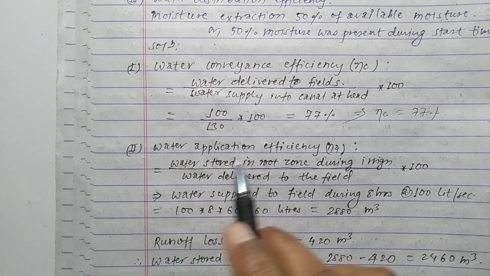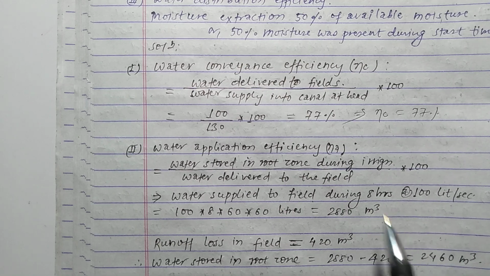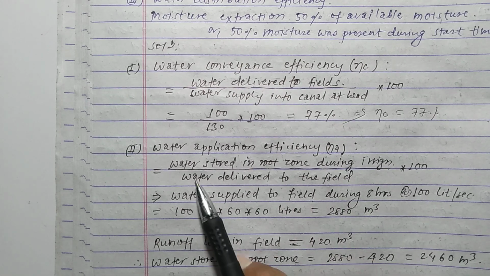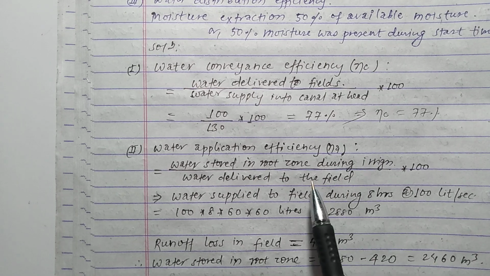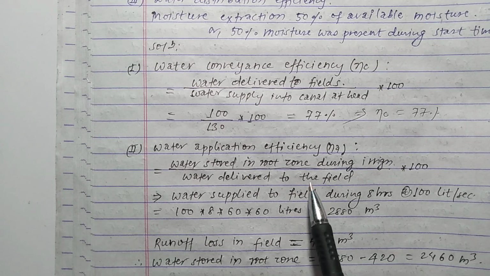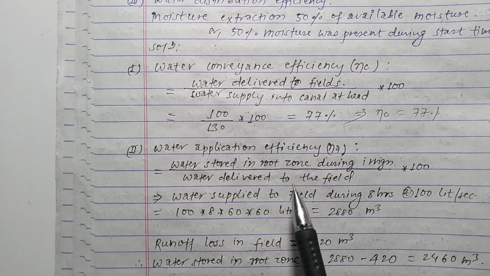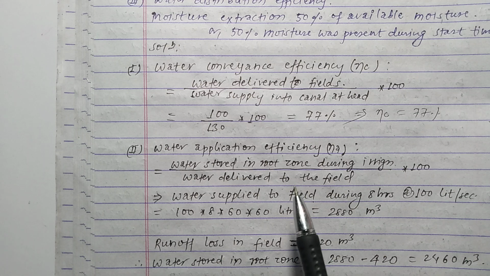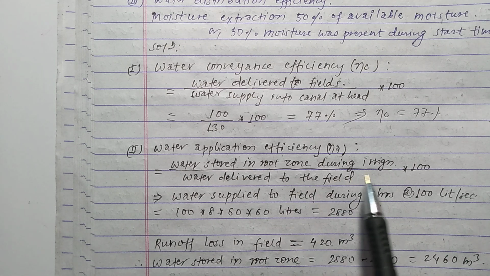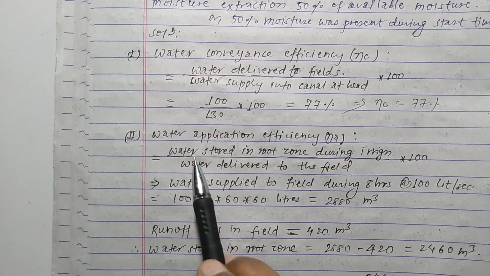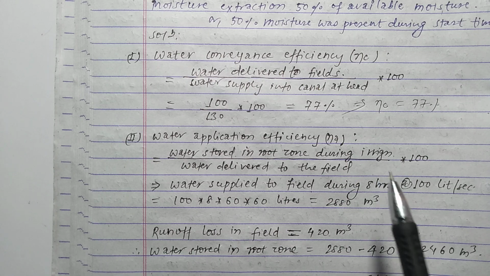Now we have to calculate water application efficiency. For water application efficiency we have this formula: water stored in the root zone during irrigation divided by water delivered to the field. So we have this basic formula, as I already discussed in the theory part. We have to calculate water stored in the root zone and water delivered to the field.